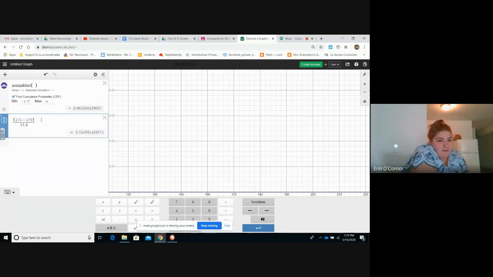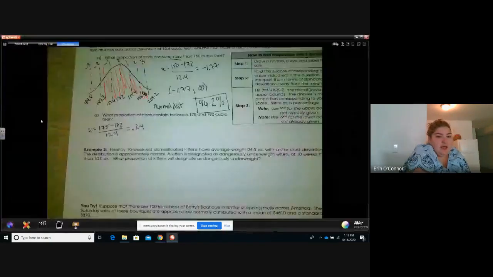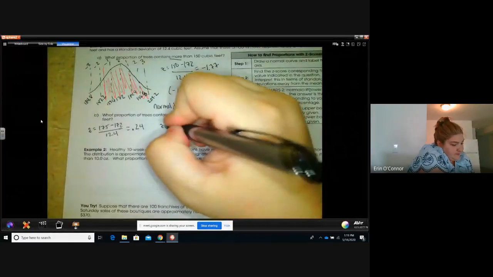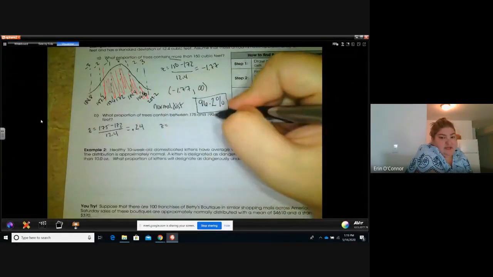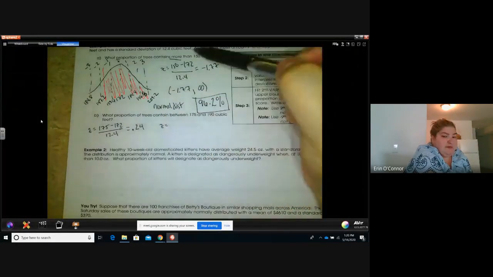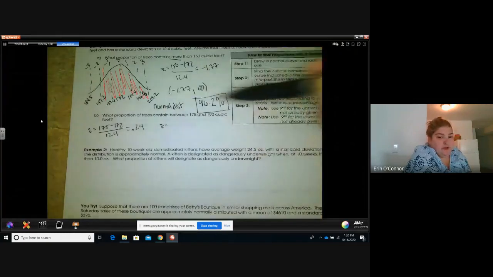And I get 0.24. So this z-score is 0.24. And then I have to do my other z-score because it has to be between this number and this number. The other one was from 150 to infinity. This is between two numbers.